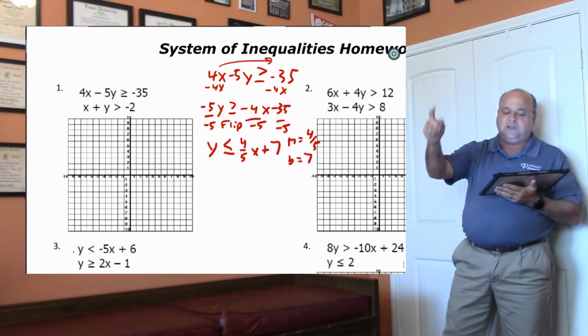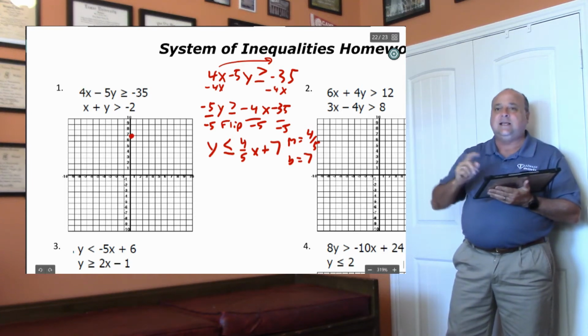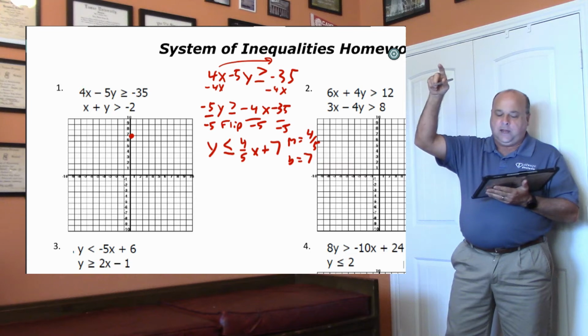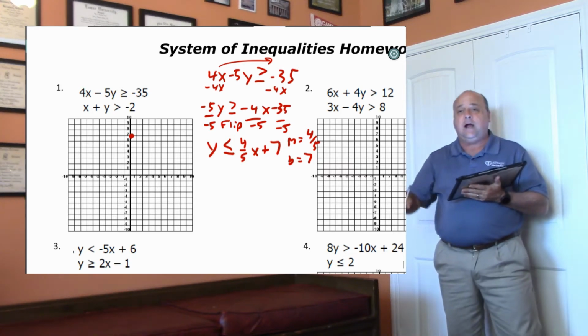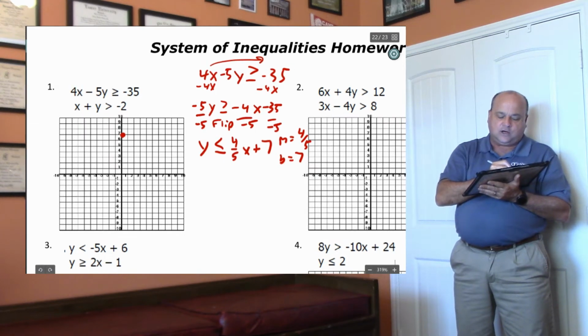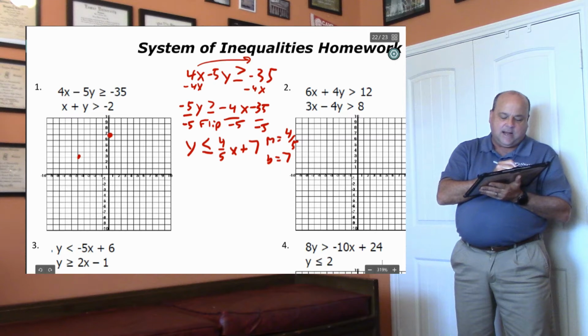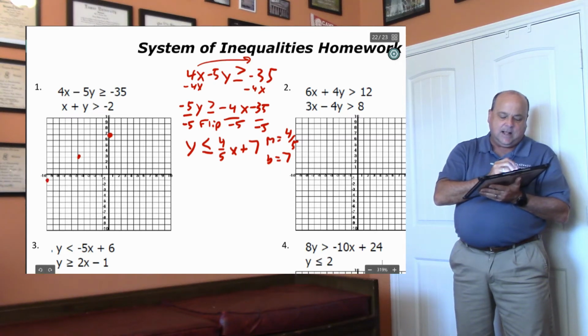So I need to draw this line, and it's going to be solid. So I'm going to go to the 7 on the y-axis. I can't go up 4 and right 5, can I? Because I'll be off the graph. So I'm going to go down 4, left 5, and I'm going to be able to do that twice. So down 4 to the 3, left 5 to the 5, and I could go down 4, left 5 again, and I'm going to have this line.